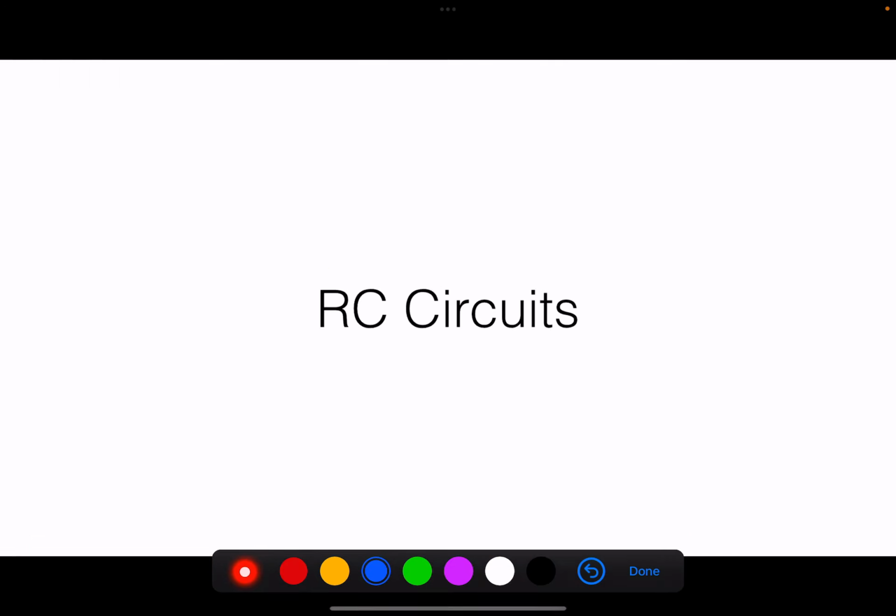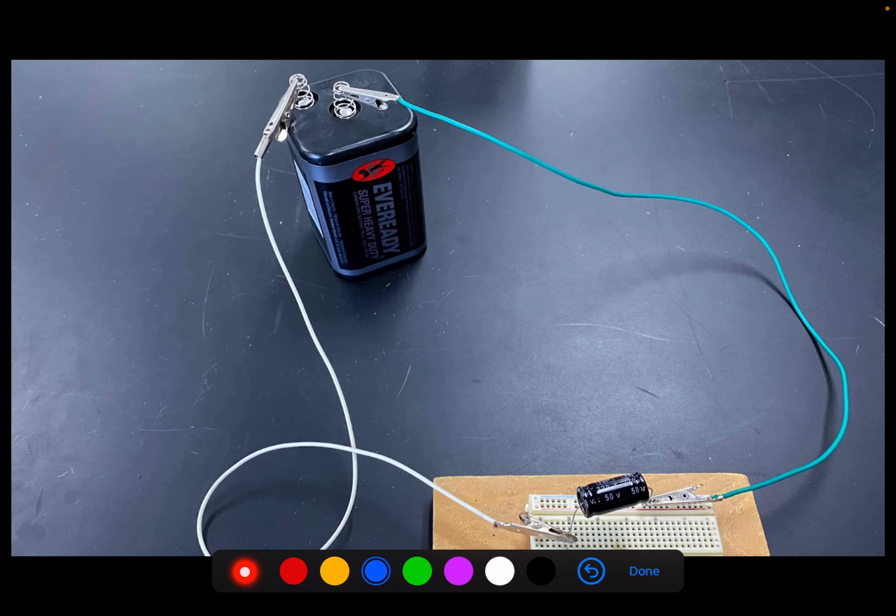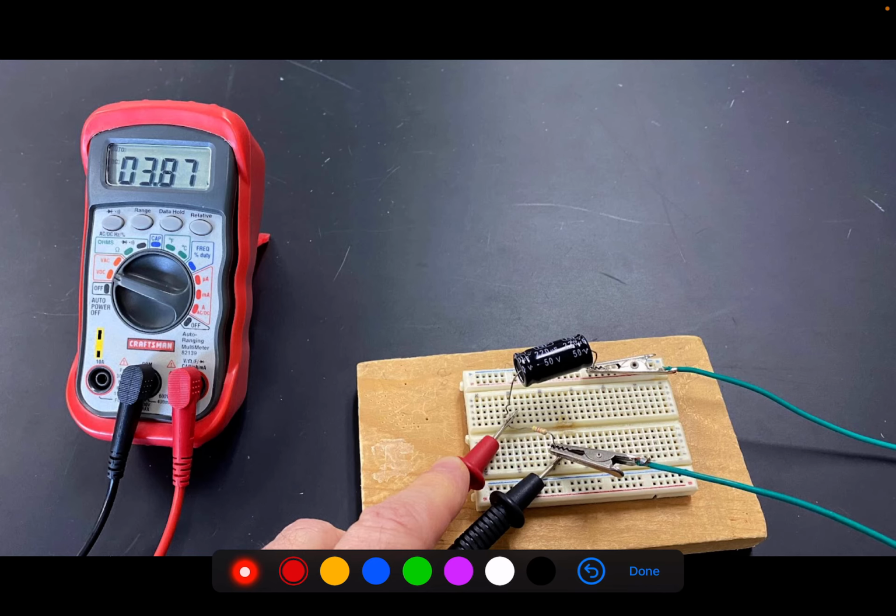Okay, we also want to look at capacitors in circuits with resistors. These are called RC circuits. We did a lab where we looked at the discharging of a capacitor, but we started by charging the capacitor. We hooked it up directly to a battery. The only resistance that was in the circuit was from the battery and maybe a little bit from the wires. This resistance was so small that the capacitor should be fully charged in just a matter of seconds.